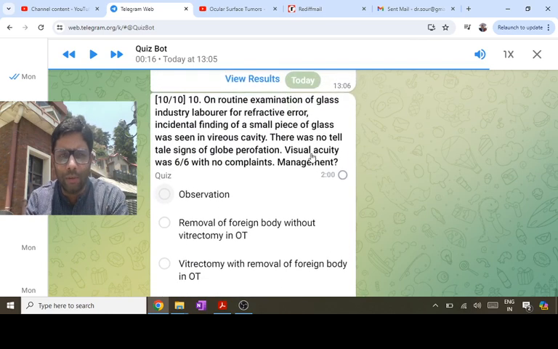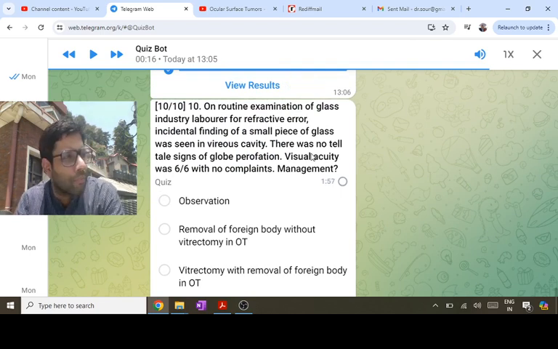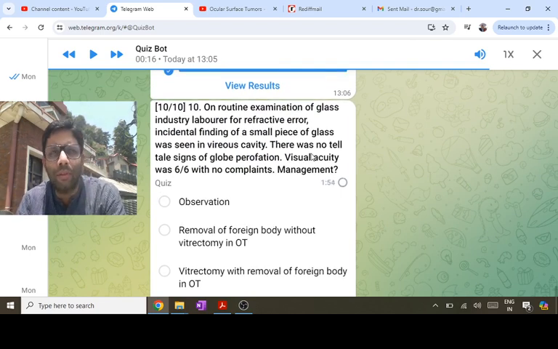And the 10th question, listen very carefully. In the exam, the examiner gives you hints to make your answers correct. On routine examination, a glass industry laborer came for an incidental finding, no symptoms, vision 6/6, no telltale sign of perforation, visual acuity normal, no complaints. So many things are given so that you answer observation. One, you should know it is not a metallic foreign body first. It is an inert foreign body. So many hints are given in the question. Vision 6/6 goes against perforation. There are no telltale signs. The answer is observation.